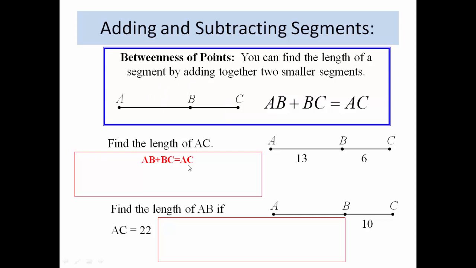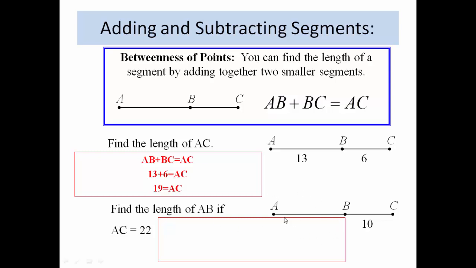Then we are going to replace our letters by what they actually equal. So AB is equal to 13, BC is equal to 6, and we don't know what AC is. Then we add our two numbers together to get that AC is equal to 19.